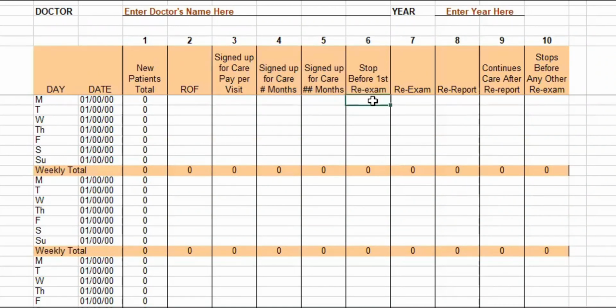Okay, how many people today stopped active care before their first re-exam? How many re-exams, how many re-reports, how many continued, and how many people stopped before any other re-examination?